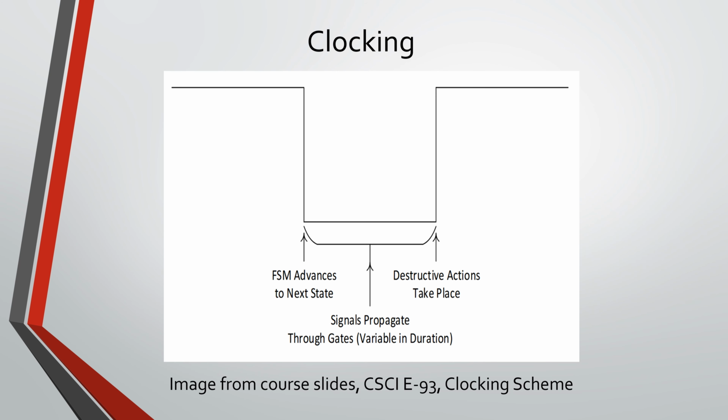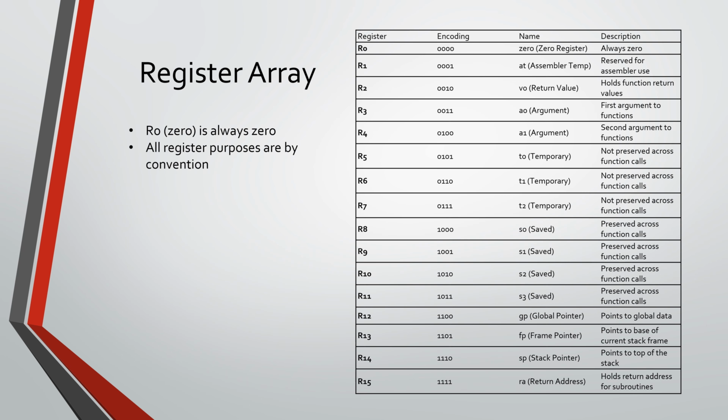So to get an idea of the clocking scheme, on each falling edge, the finite state machine will advance to its next state in the sequencer, configuring the data path. Signals in the data path will propagate through the system, and on the rising edge, we'll do any write-backs to any registers or memory or anywhere we need.